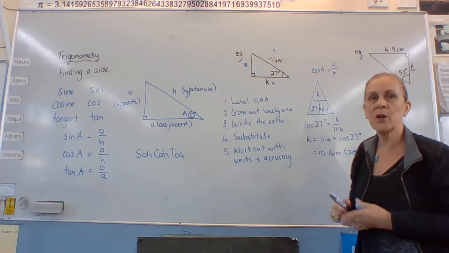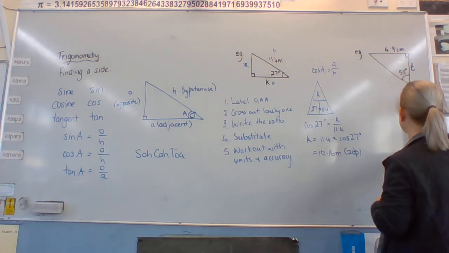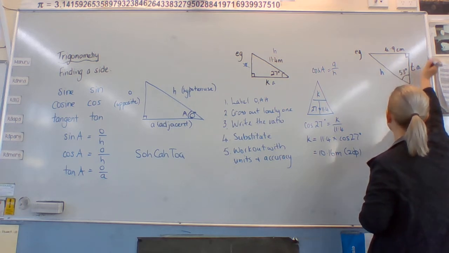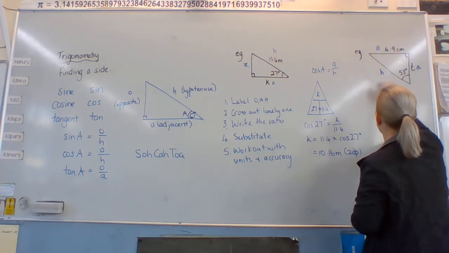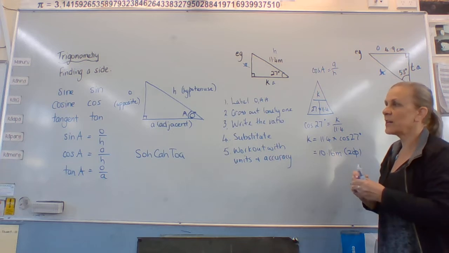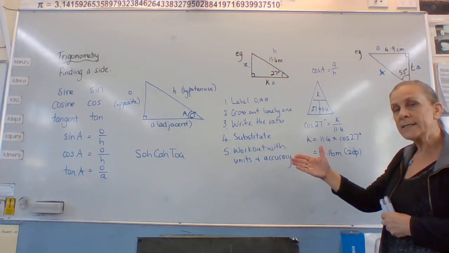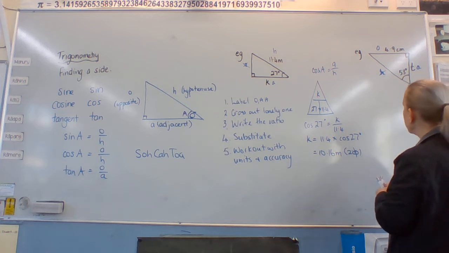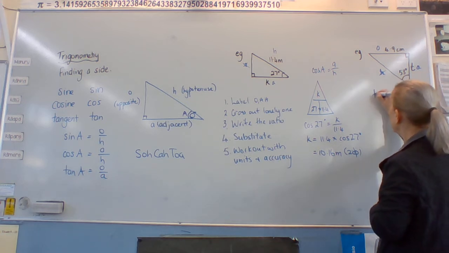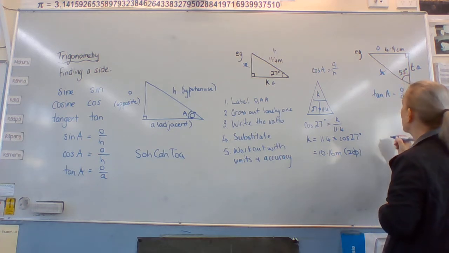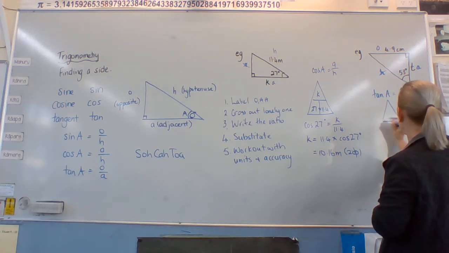Following those rules, label the sides. So this is the longer side, H, this is next to, A, this is O. I don't have H. Check what ratio I'm using: O over A is tan, so write that one down next. So tan of the angle equals O over A. Right, work out what I'm doing here.